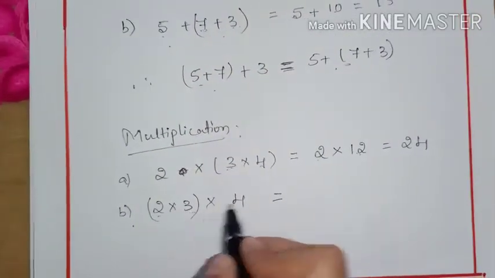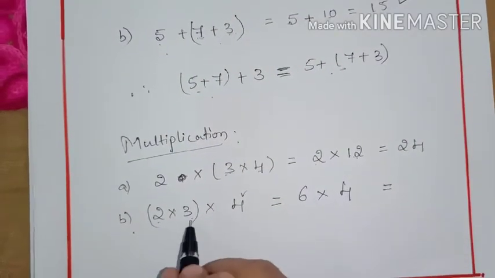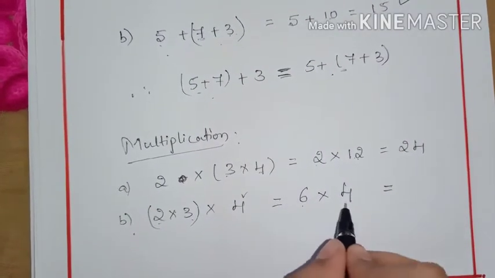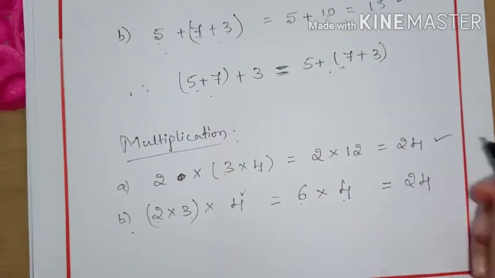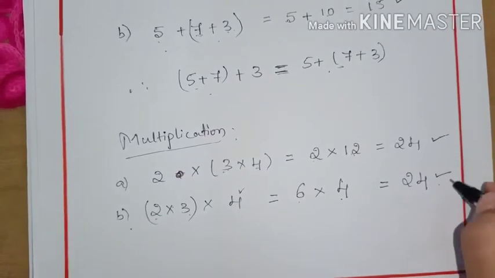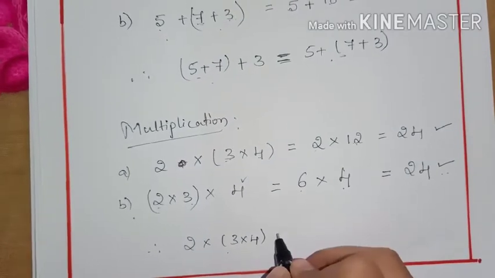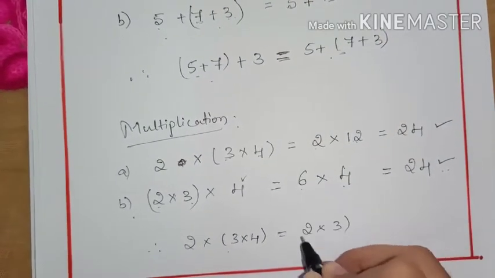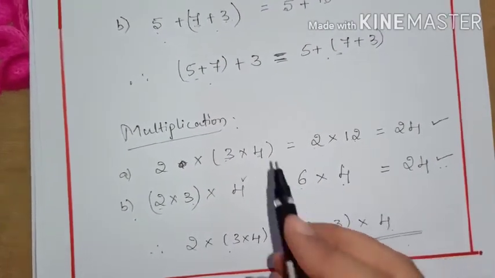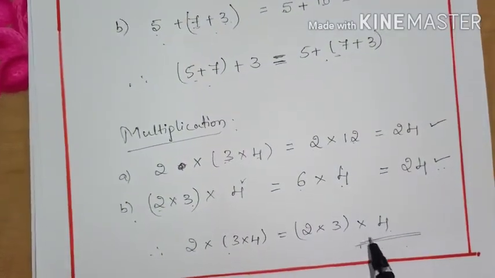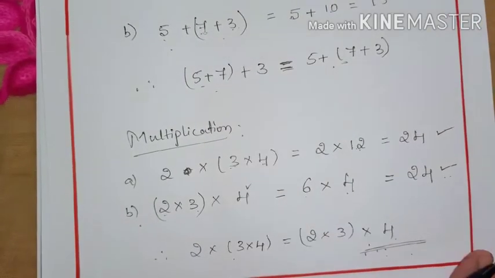Again here 2 3s are 6. Then multiply with 4. 6 4s are 24. This and this results are same. So now you can say that 2 into 3 into 4 is equal to 2 into 3 into 4. So this satisfies the multiplication also. Associative property satisfies the multiplication.